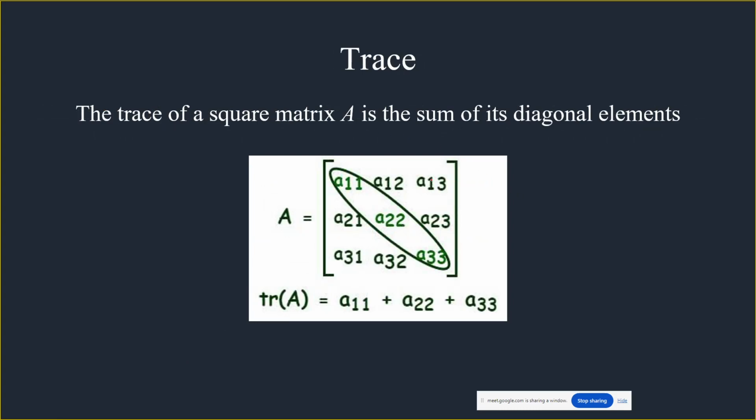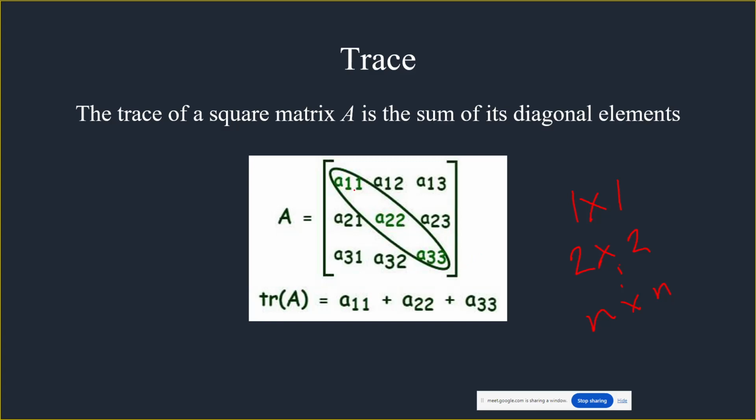Here we are looking at the trace of a square matrix. If you want to find the trace of a square matrix, let's assume it is a matrix A. It will have 9 elements, or 4 elements, or you can say 1 element. It can be 1 by 1, 2 by 2, to infinity, n by n, and many more. Here we are discussing a 3 by 3 matrix.